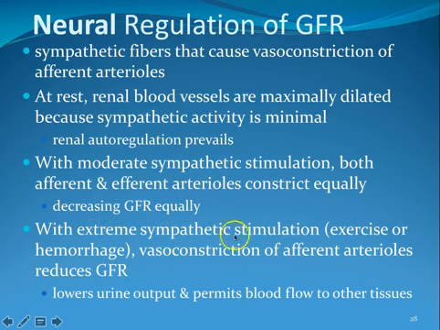However, with extreme sympathetic stimulation, and I mean extreme exercise, not like, yeah, I got up and changed the channel kind of exercise, but like, I don't know, you played soccer that afternoon kind of level of exercise. Or hemorrhage, so we really have that real extreme sympathetic stimulation. You have vasoconstriction of the afferent arterioles to reduce the glomerular filtration rate. Okay, again, kind of what we talked about there. So it simply is going to lower the urine output and permit blood to go to the tissues that need it.